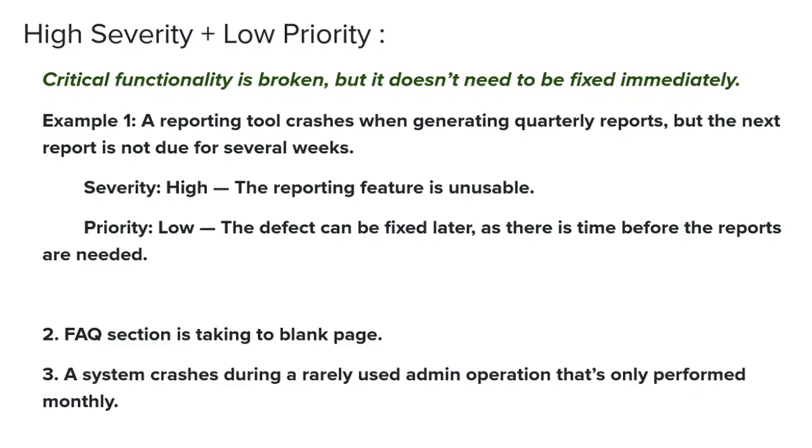One more example is, let's take a system which crashes during a rarely used admin operation that's only performed monthly. So if there is some admin operation which is going to be performed once in a month, severity is high, but priority will be low because it can be fixed later as well. So these are the examples of high severity and low priority.